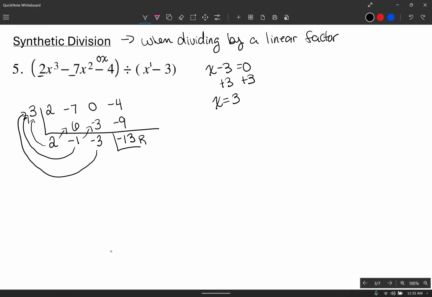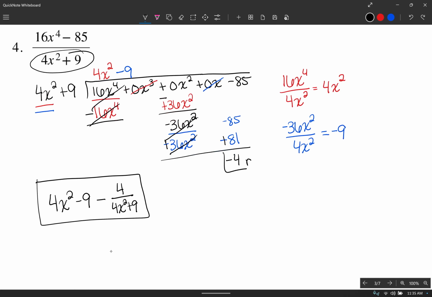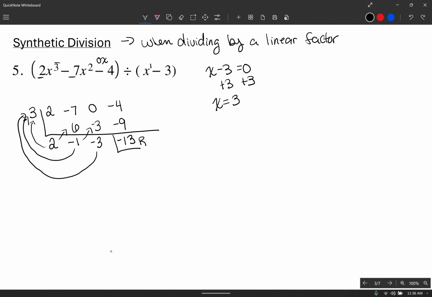Now, when I divide things, like for instance, if you look at number 4, I took an x to the 4th and I divided it by something with a degree of 2, which means my outcome is going to be whatever those degrees subtracted is, because I'm cutting it down. So if I had x to the 4th, I divided by x to the 2nd, my answer is going to have a degree of 2, because 4 minus 2 is 2. So if you look here, I am taking an x to the 3rd and dividing it by an x to the 1st.